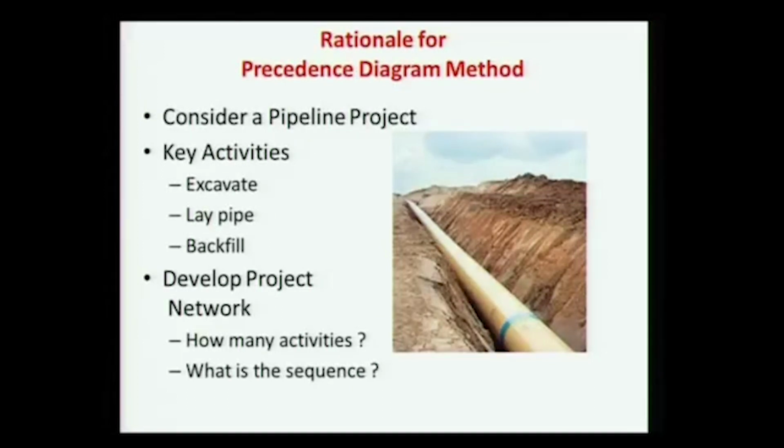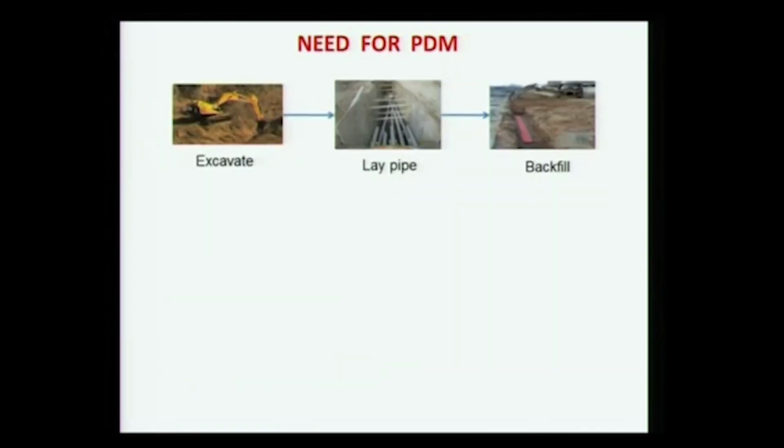So in order to address this problem, is there any other way you can think of, going beyond activity on node? This is with activity on node or activity on arrow kind of representation, where we only had a finish start relationship. This was the only option.